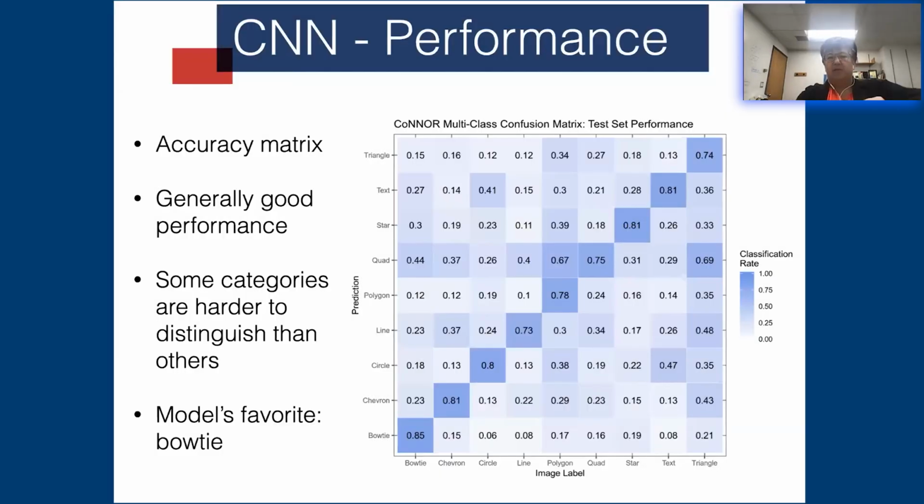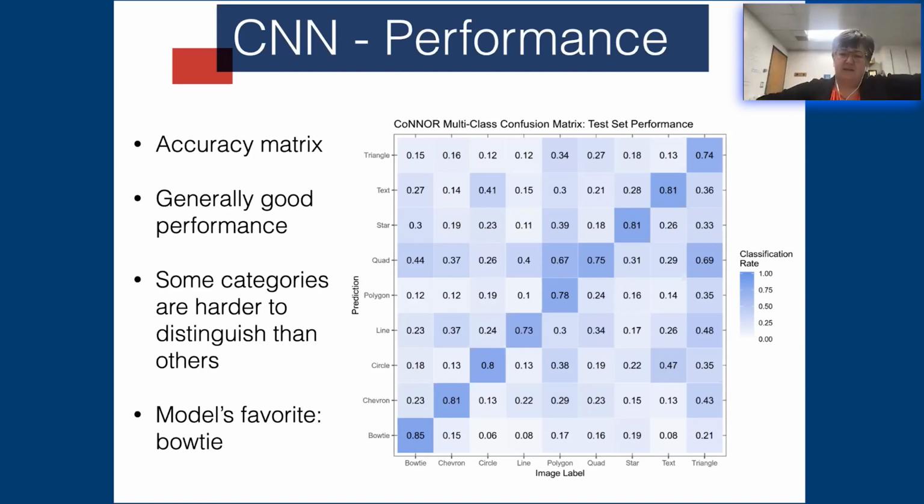This is the performance. So on the diagonal, we want to see high numbers. So we want to be able to say that if we predict a triangle, the image actually also has a triangle. That value is 0.74 here. So that's 3 in 4 that when we say a triangle, it actually is a triangle. That's much better than if we just randomly guess. We have a 1 in 9 chance to get things right.